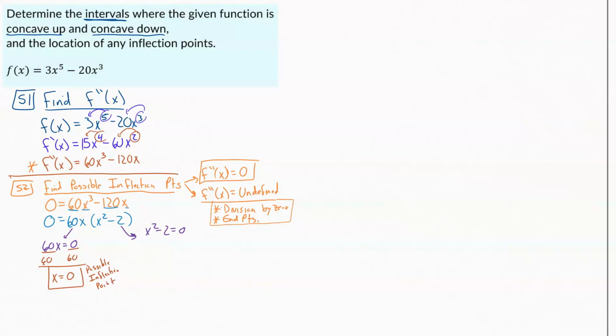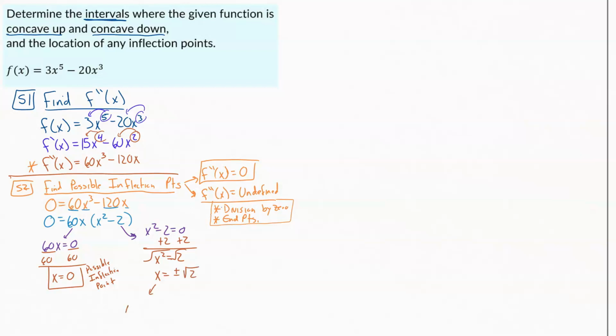Not for sure an inflection point yet. Now we go ahead and do the same thing on the other side. Go ahead and solve this other equation to get x by itself. So we'll add 2, we get x squared equals 2, and then we're going to square root both sides of this. So we're going to get x equals, and because we applied the square root, we get plus or minus the square root of 2.